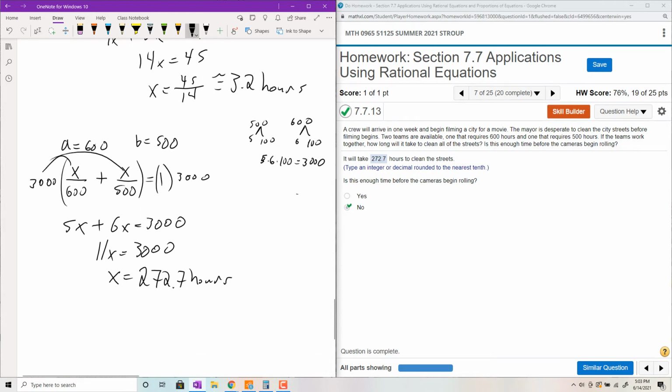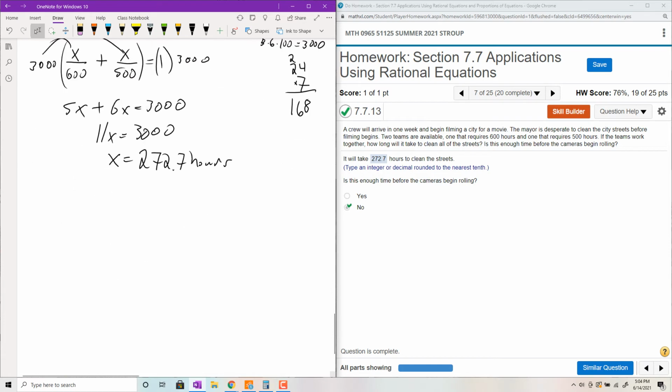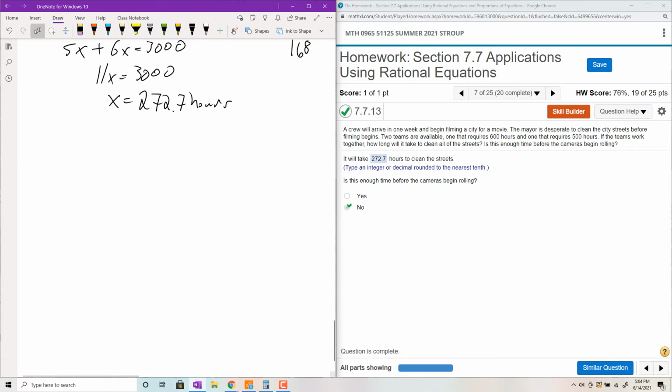So 1 week has 7 days, and in each day there are 24 hours. So just multiply that. 8 carry the 2, 140, 14 plus 2 is 168. So we only have 168 hours. It takes 272 hours. So no, we're not going to have enough time. Okay, so that's the big and the small.